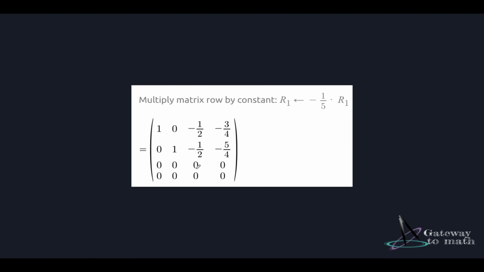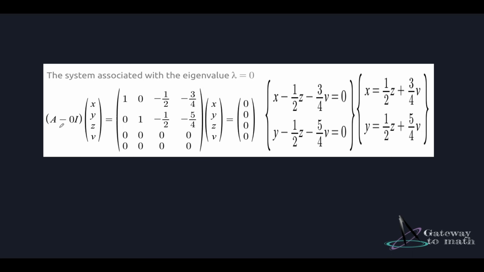Let's put this in the original characteristic equation, A minus 0I times xyzv, xyzv, yes. And this was our values. Again, let's go ahead and solve this. So this is x minus here 0 multiplied by y plus minus half multiplied by z minus 3 by 4 multiplied v equals x minus half of z minus 3 by 4 of v equals 0. Similarly for y and similarly for z and v is 0, 0.